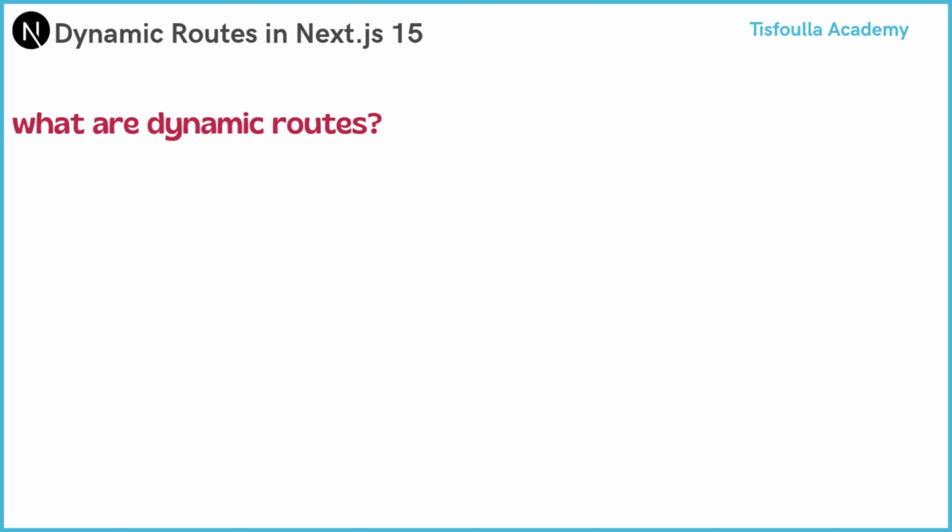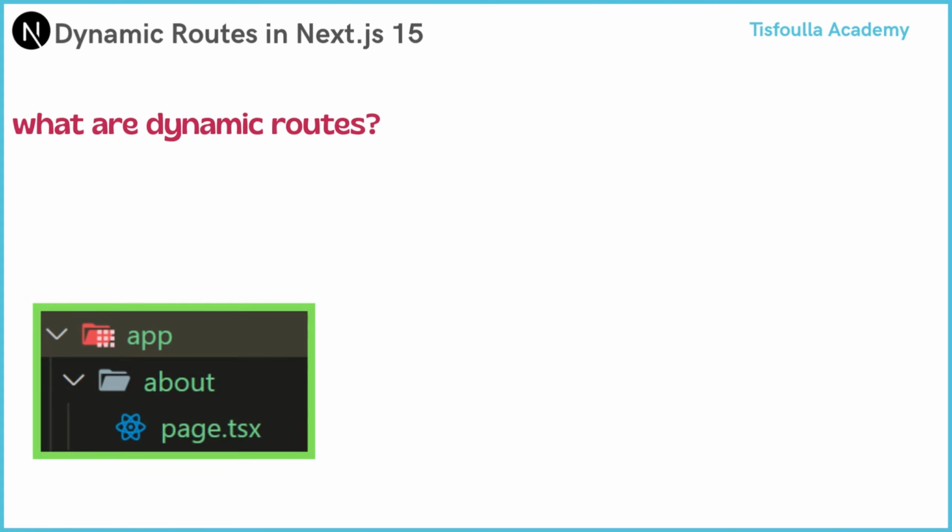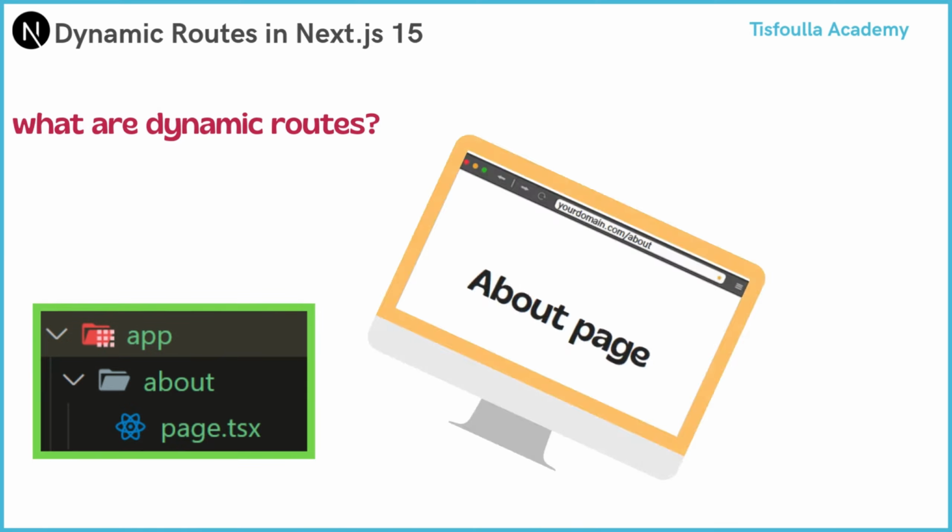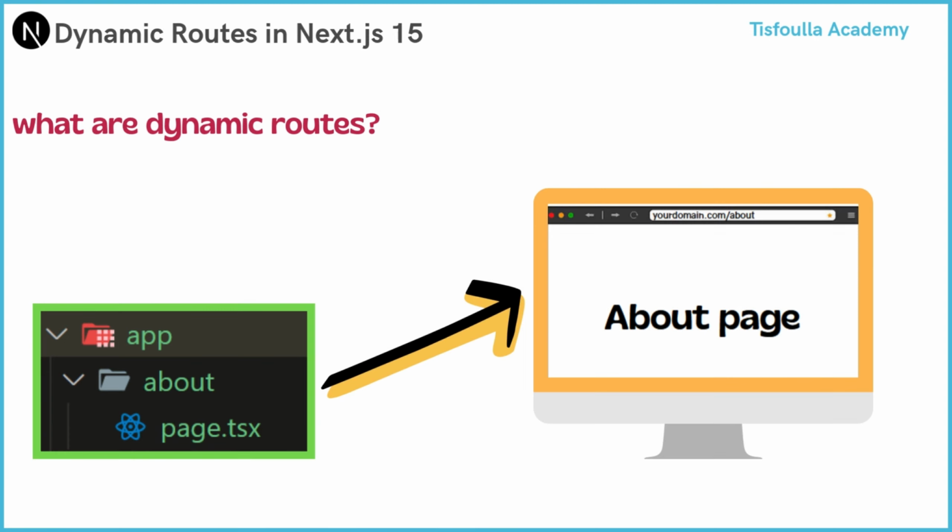Normally, to create a page in Next.js, you create a folder with the page name, and inside it, you add a page file. For example, if you want an About page, you make a folder called About and add a page file inside it. This works fine for static pages like About or Dashboard.